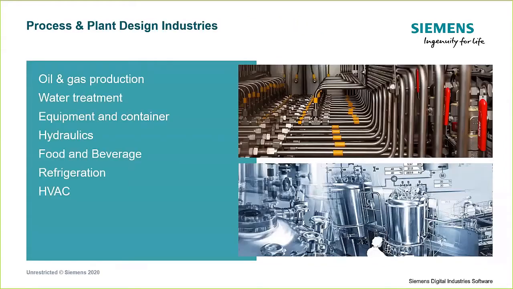So we may think initially process and plant design, mainly for the oil and gas industries, but there really are others that are a very good fit too. And here's a list of some of them, which includes water treatment plants, equipment and container plants, hydraulics. Really any project that has piping and tubing is a good fit. And there's certainly a lot of tubing in the food and beverage industries.